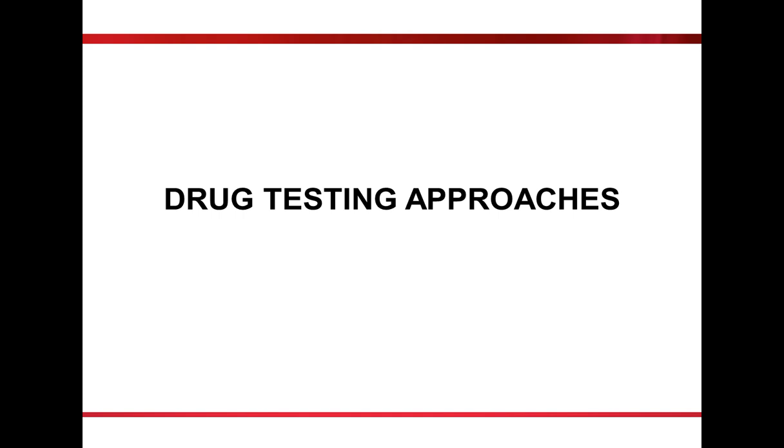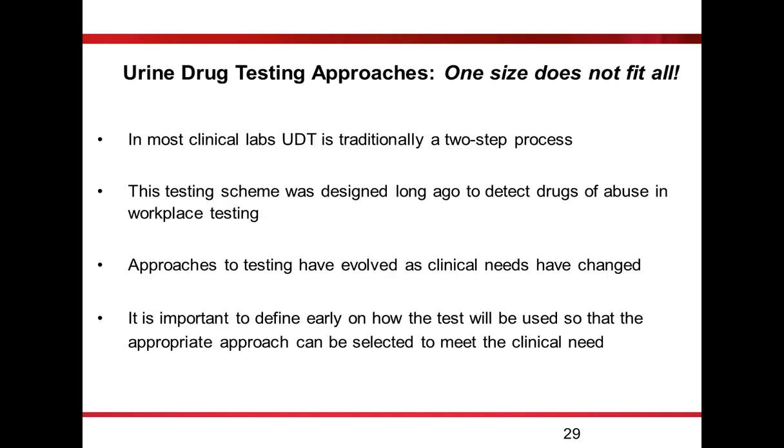All right, so now I'm shifting into the next part of this talk where we're talking about drug testing approaches. In most clinical labs, urine drug testing has traditionally been a two-step process where you start with a screen and then anything that's positive will reflex to a confirmation. This testing scheme was designed a long time ago to detect drugs of abuse in workplace testing, and then it was adopted into the clinical setting.